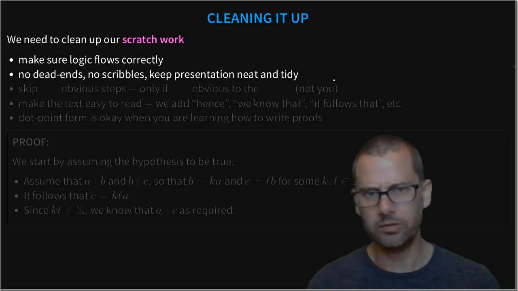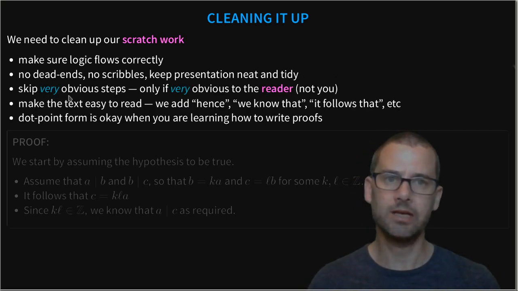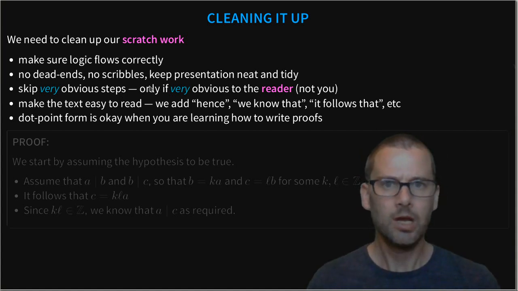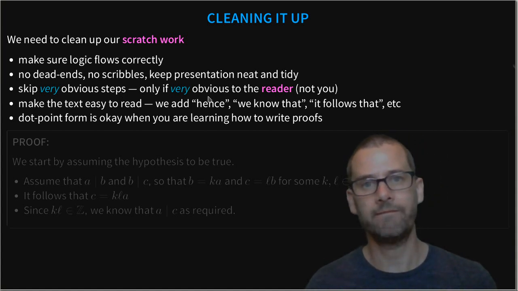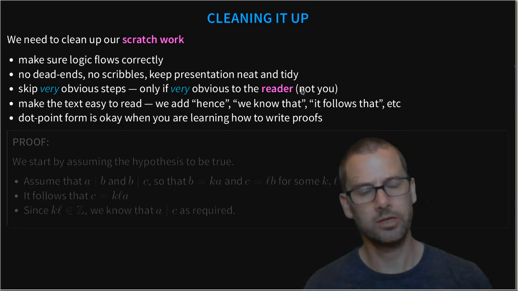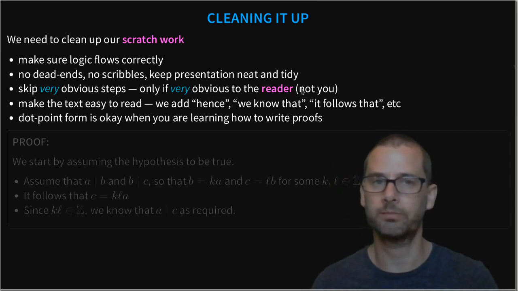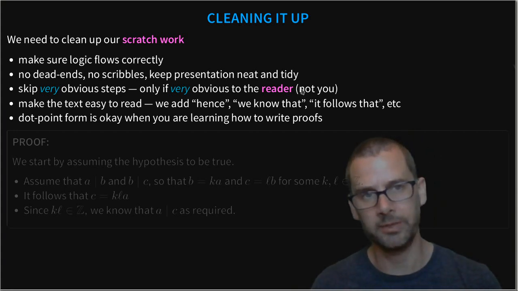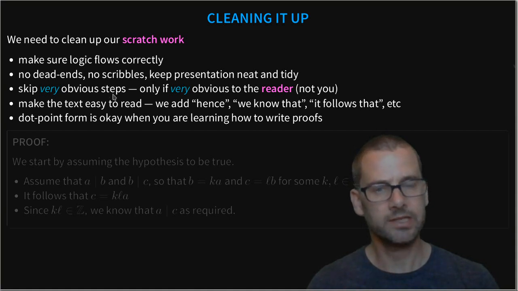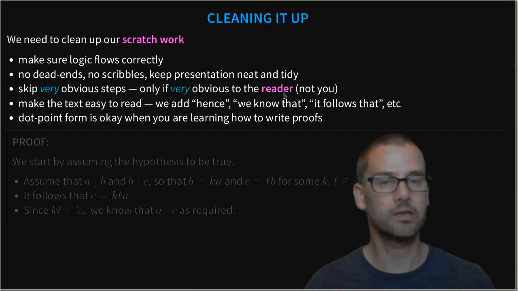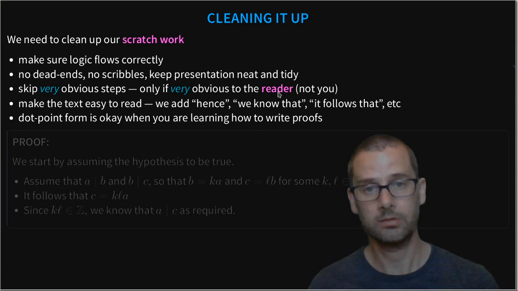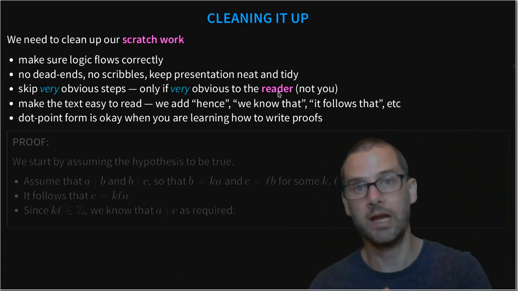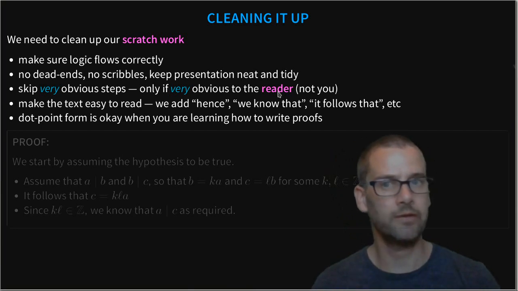So one thing we can do to aid that is skip what might be very obvious steps, like expanding a polynomial. But we should only do that if they're very obvious to the reader, not to you. Remember, you've been working on this problem, you understand it, you've been playing around with it. The reader might not have been. So you should only skip steps when they're obvious to the reader, not necessarily to you. Okay, so you have to think about what someone coming to this problem afresh knows and doesn't know. So be careful skipping steps.